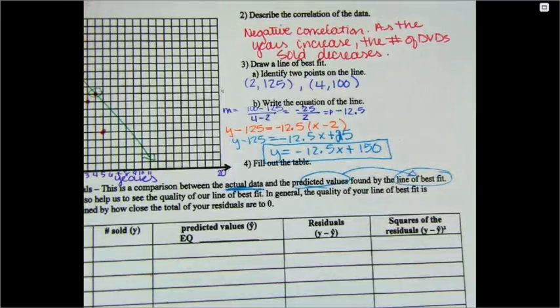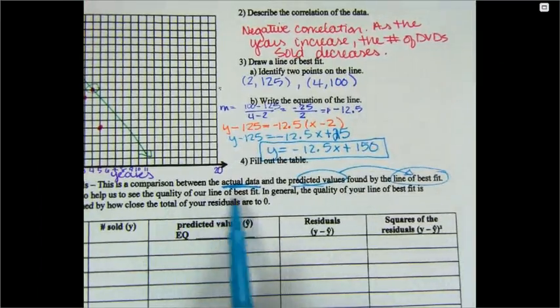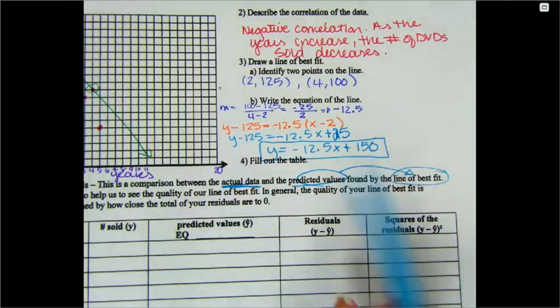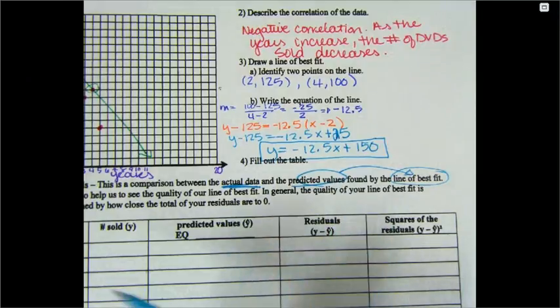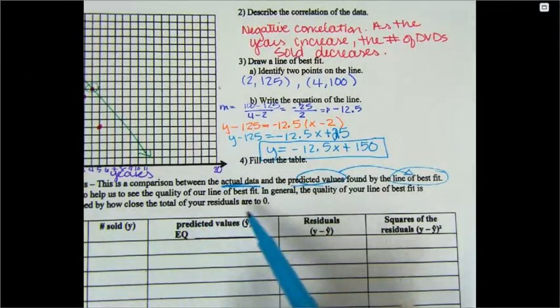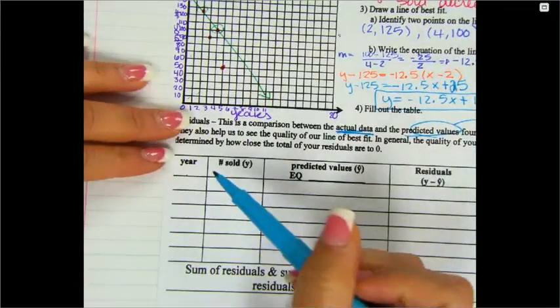And then it says, they also help us to see the quality of our line of best fit. In other words, is it a good one or is it a bad one? Is it in the right spot or is it not in the right spot? In general, the quality of your line of best fit is determined by how close the total of your residuals are to 0.